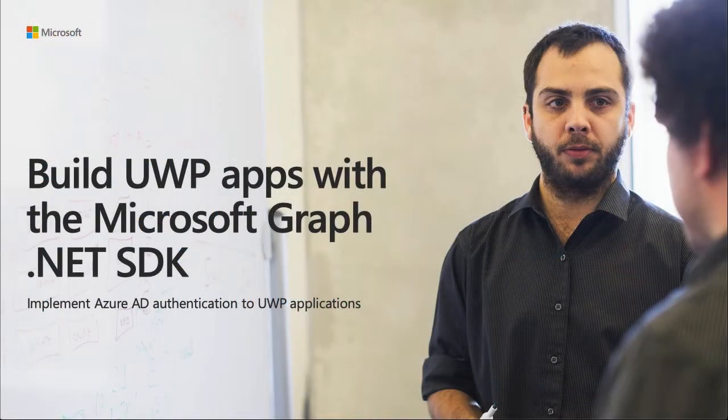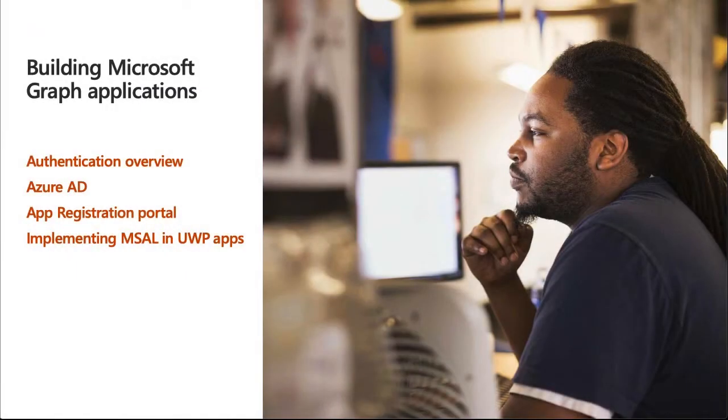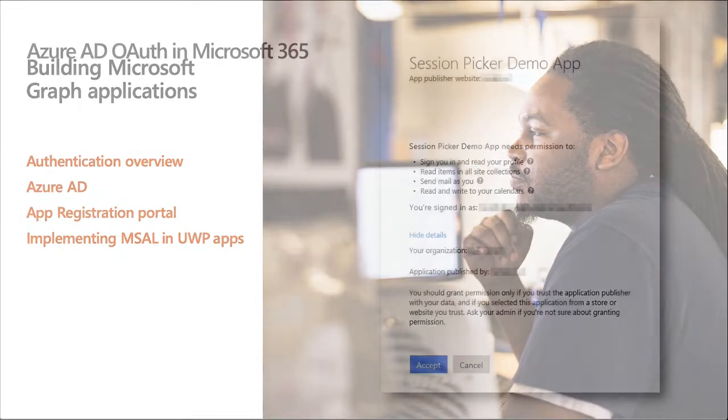In this section, we're going to look at how to implement Azure AD authentication into our UWP application. We are first going to start by looking at an overview of what the authentication story is going to look like. Then we'll talk a little bit about the Azure Active Directory, and then we'll talk about the app registration process that we're going to use the Azure AD admin portal to do. And then finally, we're going to talk about using the Microsoft Authentication Library to handle all of our authentication.